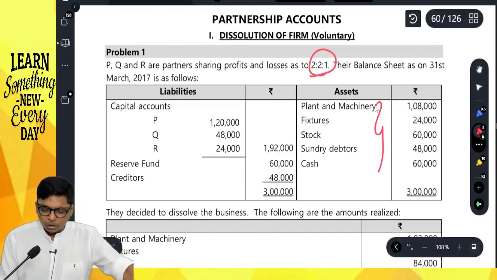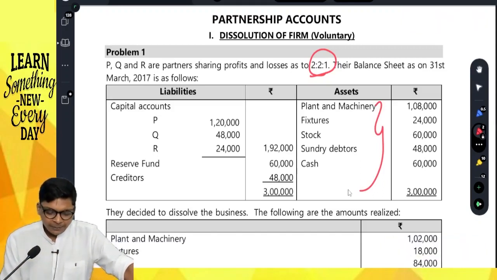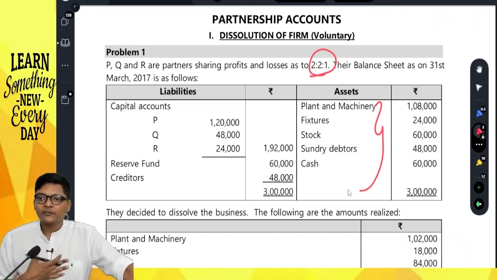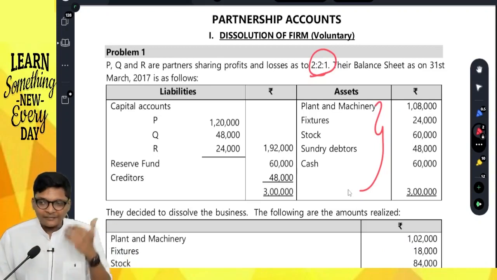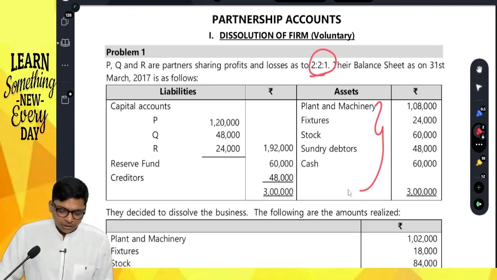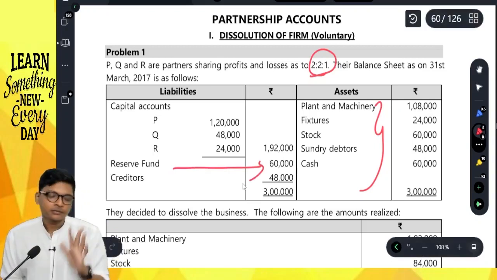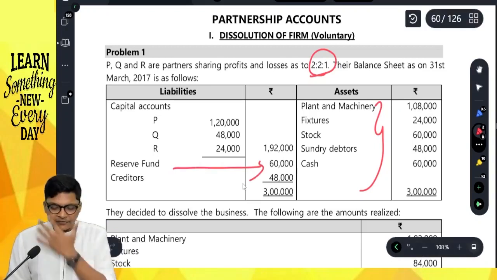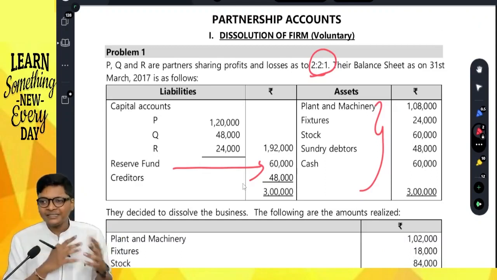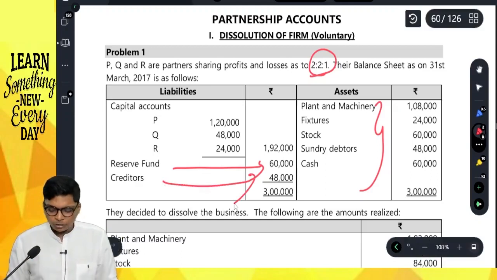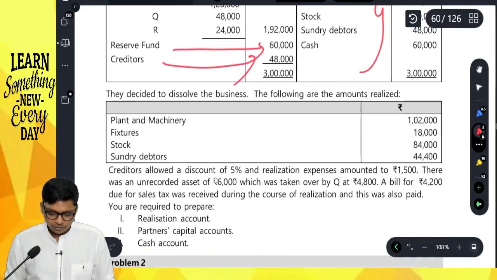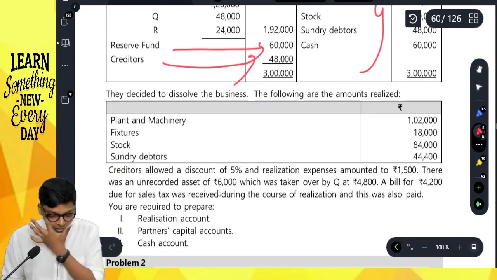Assets are all familiar: plant and machinery, fixtures, stock, cash. For capital, they have given 3 balances, thankfully all credit balances. Reserve fund means what? General reserve. In different questions they'll use different names, but it's not something else, it's general reserve. Creditors are also given. They decided to dissolve the business.